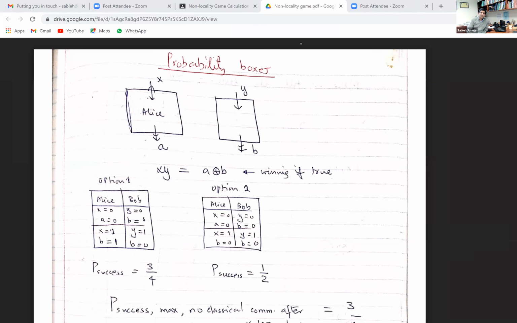It's also been posted on the Google Classroom. So let's go through this step by step in a methodical fashion so that we can reiterate what we learned yesterday and look at some interesting aspects of the non-locality concept. So I hope you can all see the screen right now. Is the screen visible?